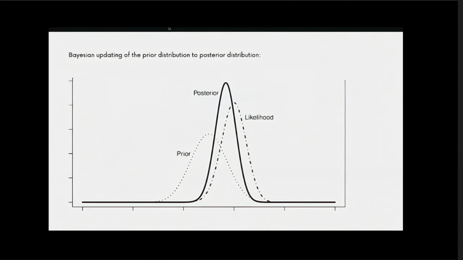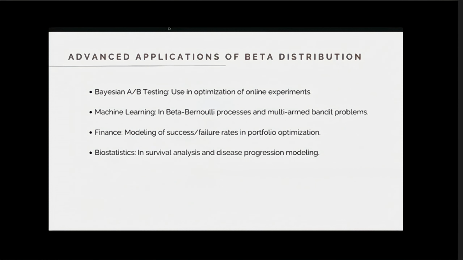Now, let's dive into this graph. This graph illustrates the process of Bayesian updating, which involves combining prior information with new data to update our beliefs. This graph shows three key distributions: the prior, likelihood, and posterior.